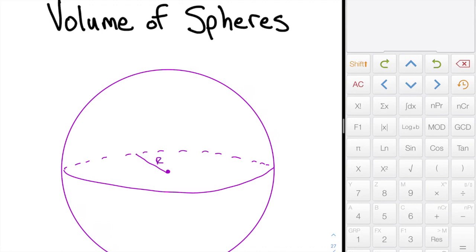So a sphere only really has one measurement. You could even argue that the height is really just the radius times 2, or the diameter, right? Because the only real variable in a sphere is the radius.